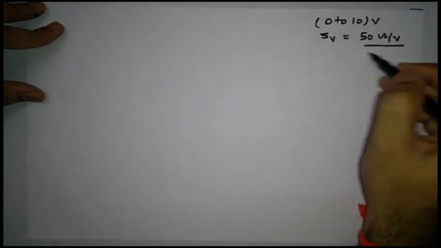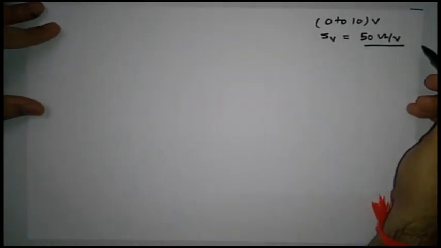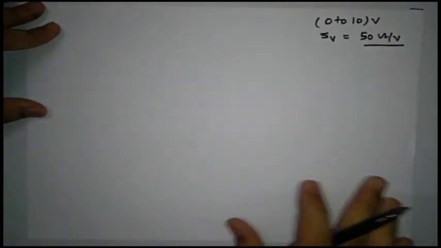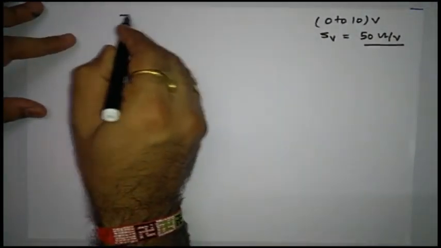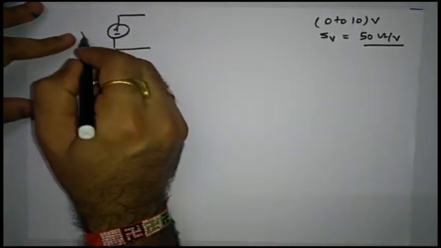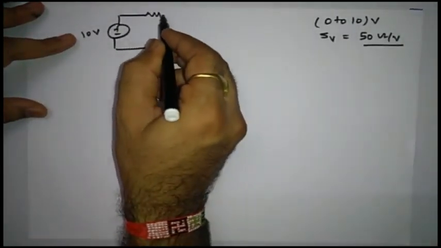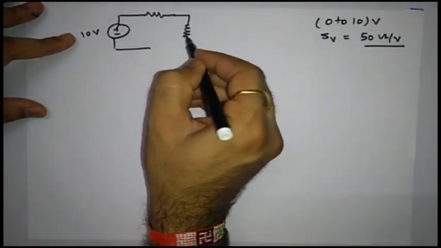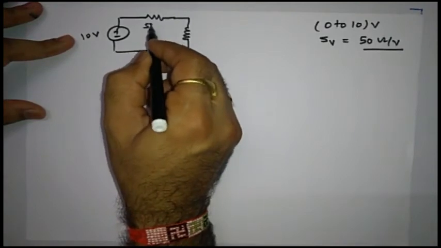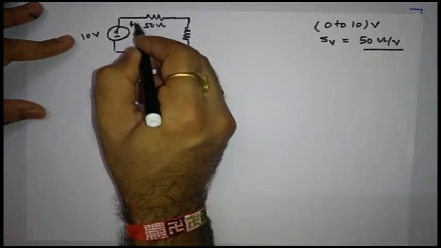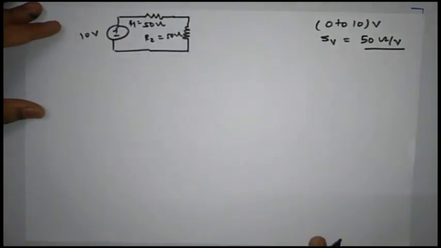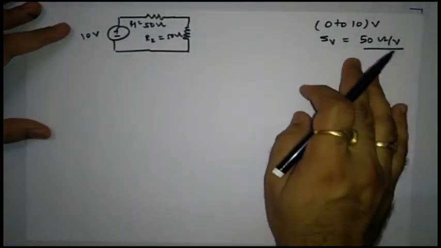Now let us calculate how much voltage is indicated or read by this voltmeter. The rest of the thing is as it is, that means the circuit will remain the same. So here I will draw the same circuit, 10 volt input, then R1 and R2. R1 is 50 and R2 is again going to be 50.